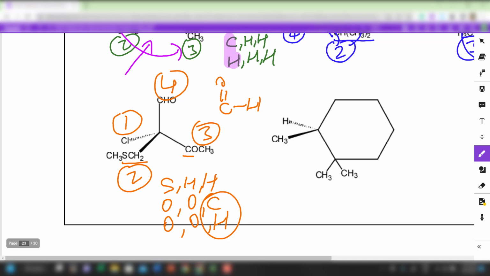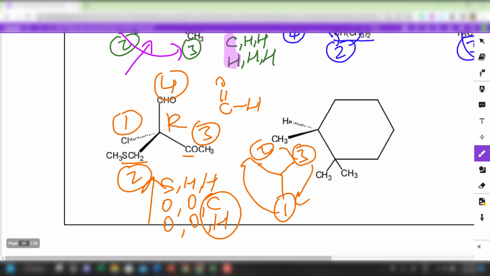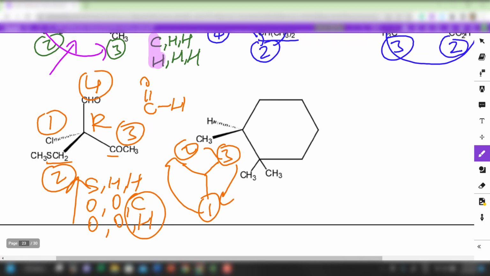Yeah, so because it's 4, we look below. So when we look below, it will look something like this. Okay, so group 3 will be here, group 2 will be here, group 1 will be here. So 1, 2, and 3 clockwise, so R configuration. Okay, yep. And the last molecule we're going to look at is this.